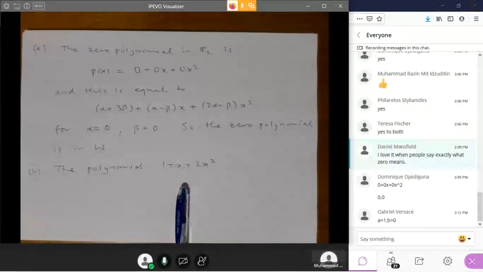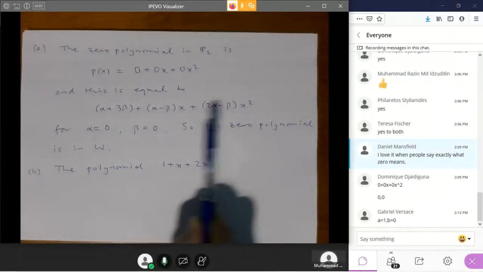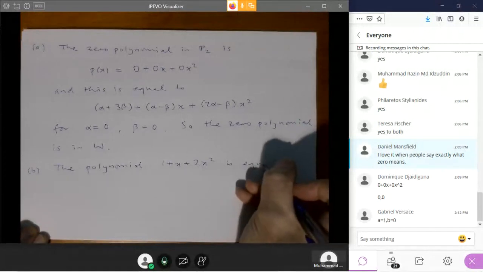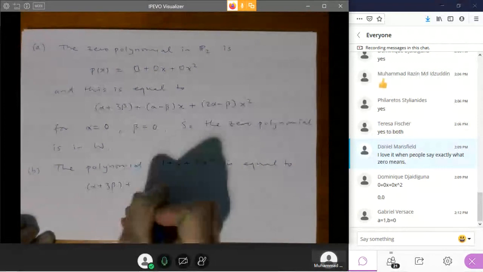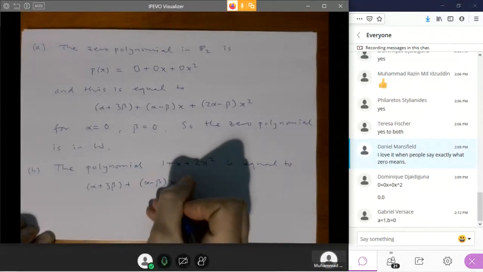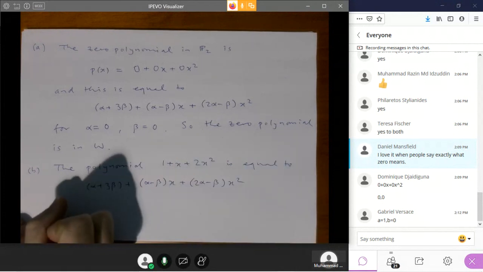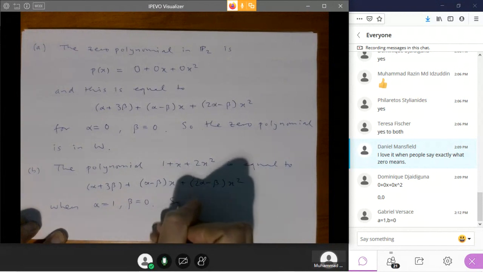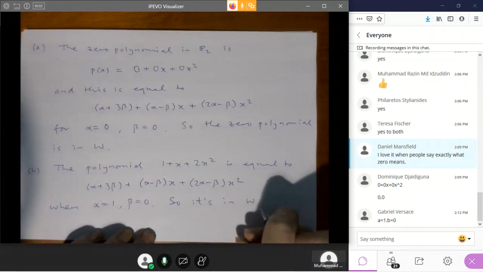Alpha equals 1, beta equals 0. Great. Can we see that? And you can see that, I think, just by looking at it. If alpha is 1, beta is 0, then that's 1 plus 1 times x plus 2 times x squared. We've got that. So that is equal to this same polynomial when alpha equals 1, beta equals 0. And so it's in W, or it belongs to W.